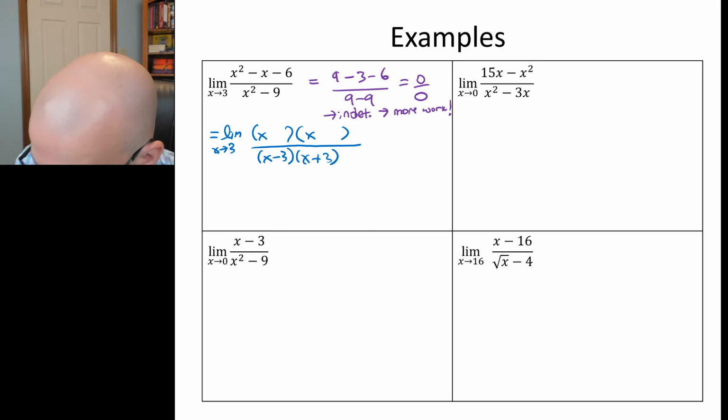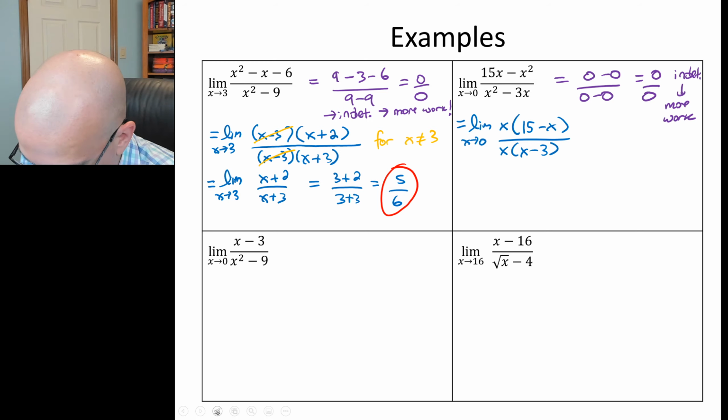Okay, next one, top right. We're going to get 0 minus 0 over 0 minus 0. We're going to get 0 over 0. So indeterminate. More work. This time there is a quadratic upstairs, and there's a quadratic downstairs, but it's easier to common factor. So I'm going to common factor each one. I'll common factor an x out on top, so 15 minus x. I'll common factor an x on the bottom, x times x minus 3. And then I'm going to cancel the x's. That cancellation is true for x not equal to 0.